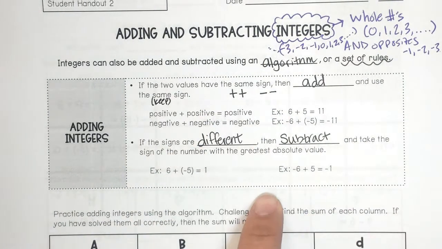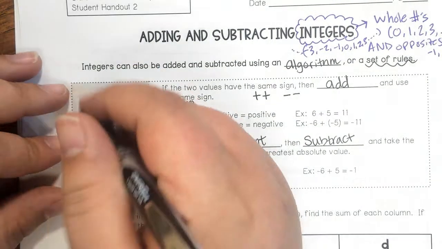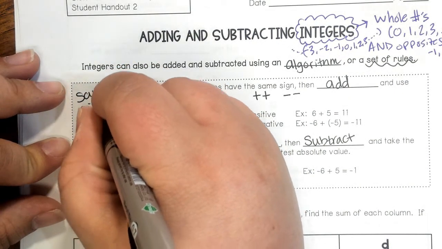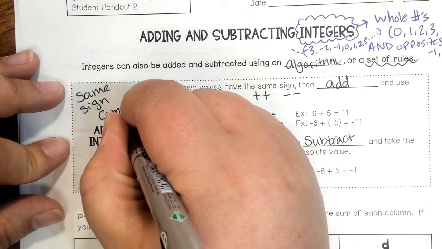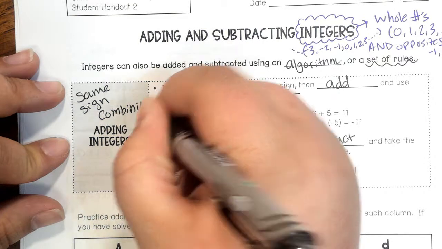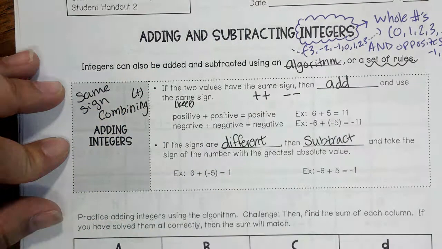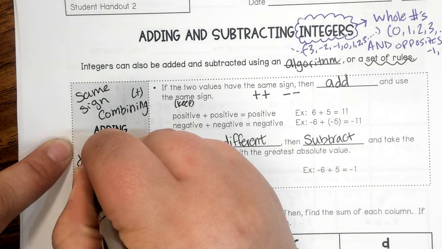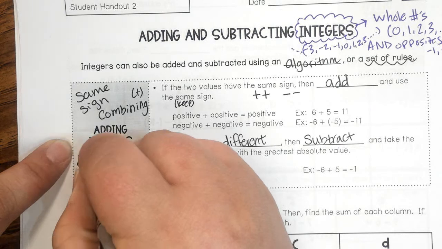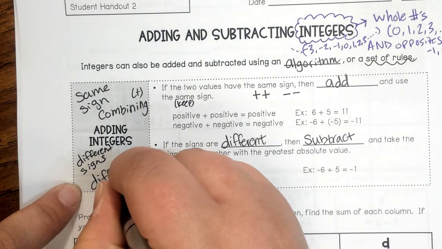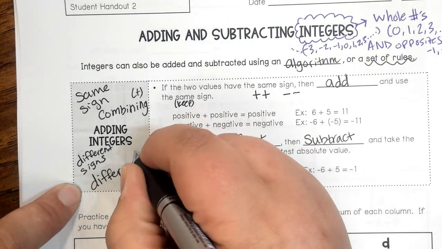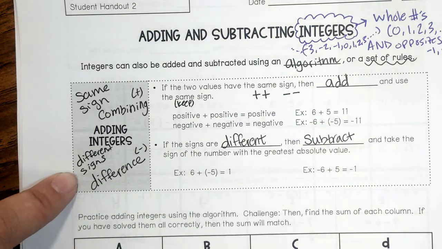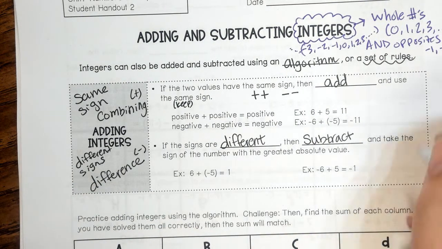This is really great if you have a good memory, and that's fine. Another way I like to think about it is if you have the same sign, we're combining, and you guys already know that combining means to add. However, if they're different signs, then we're going to find the difference, which means to subtract.